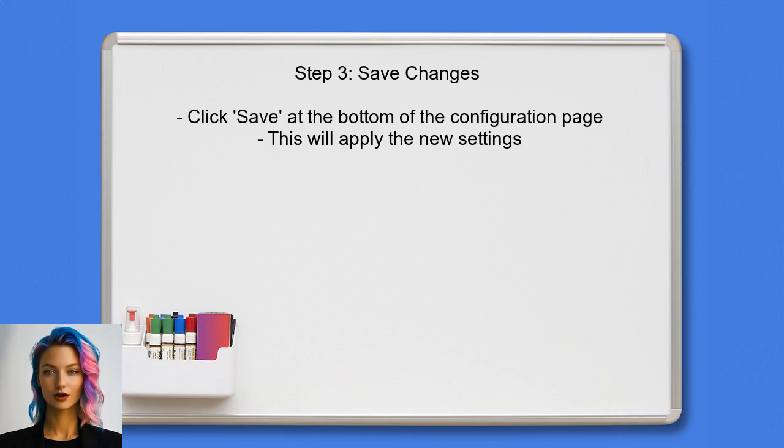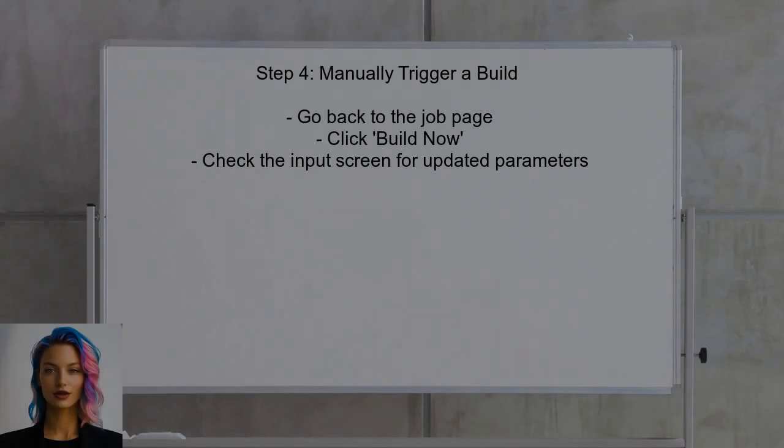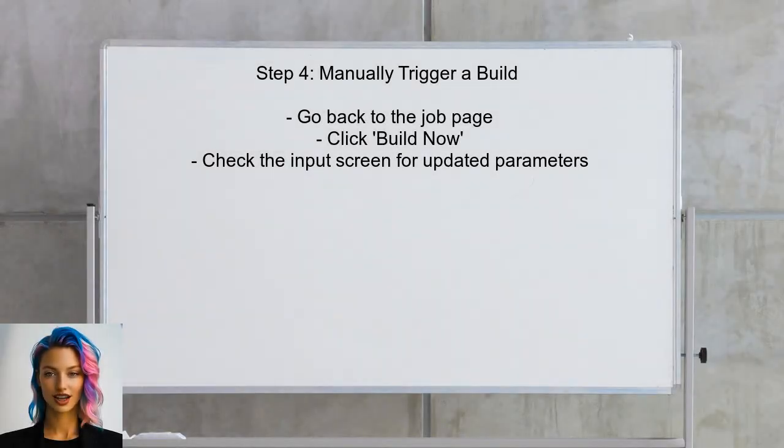This will ensure that Jenkins is set to check for updates to the Jenkins file at the specified intervals. Finally, to see the updated parameters in the job input screen, the user can manually trigger a build. This will force Jenkins to reload the Jenkins file and reflect any changes made.